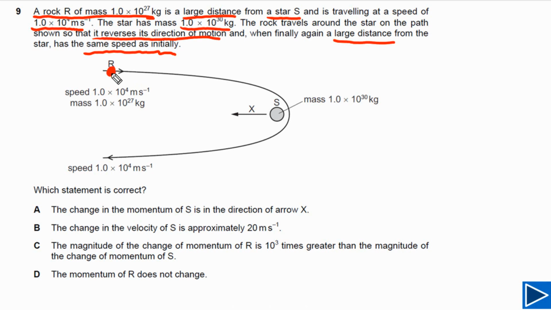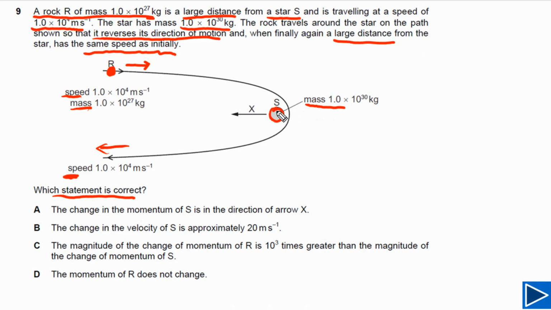It is at a large distance from this star. So this S is for star, and the speed of the rock is given, the mass of the rock is given, and the mass of the star is given to us. At this point the rock is moving to the right and here the rock is moving to the left. Now, we simply need to find out which statement is correct. We have four options, and we have to choose the right one.